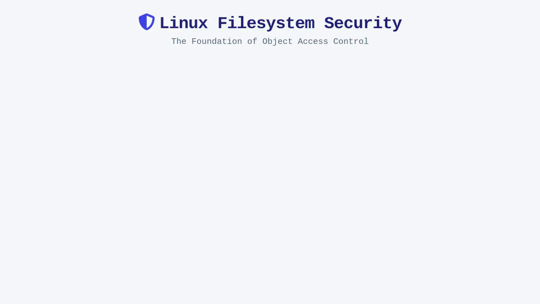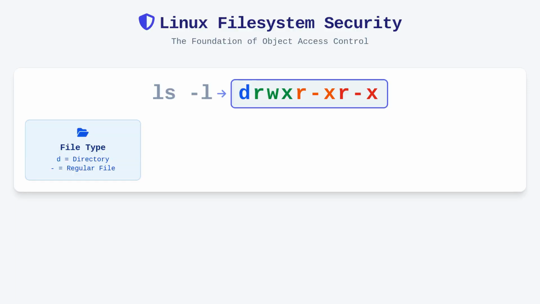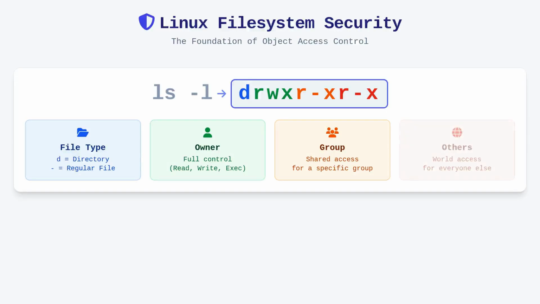When you run a command like ls -l, you see a string of 10 characters, such as drwxr-xr-x, appearing at the far left of the terminal output. The first character denotes the file type. A d indicates a directory, while a hyphen indicates a regular file. Following this, the next 9 characters are grouped into 3 triplets representing read, write, and execute permissions for the owner, the group, and finally, all other users on the system.